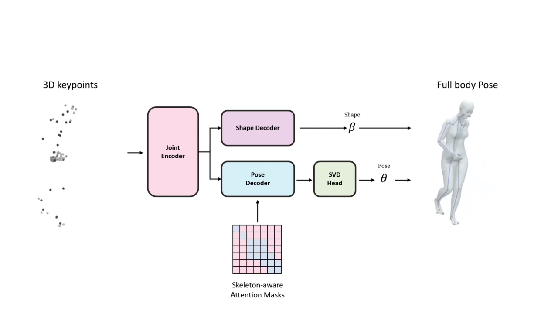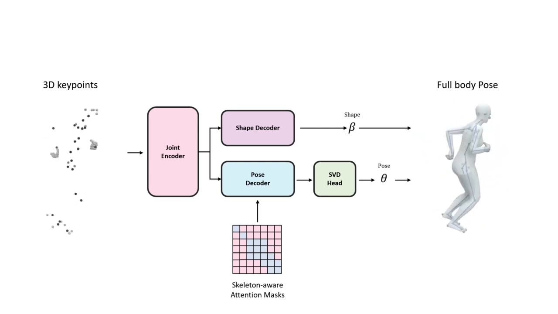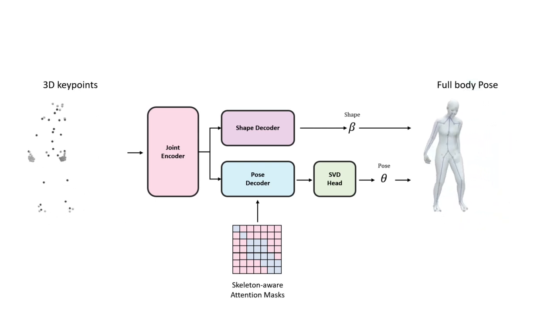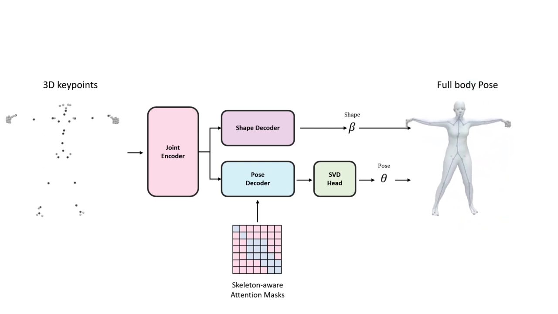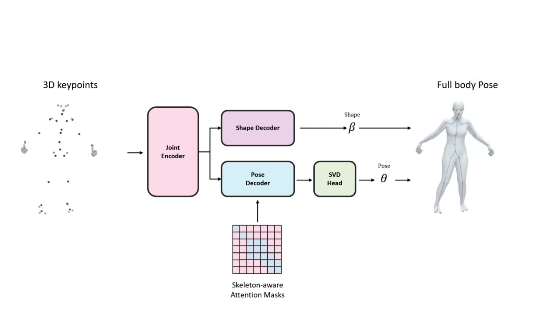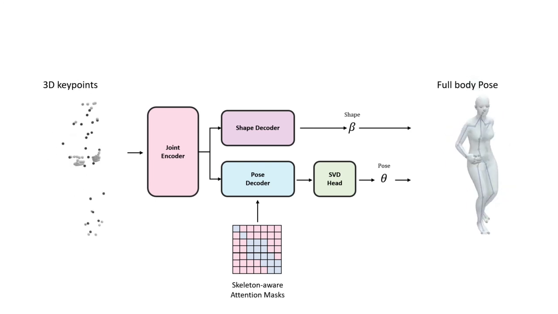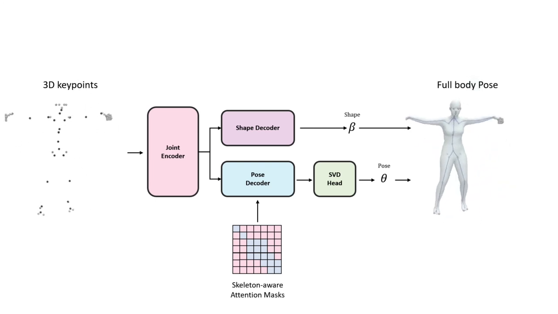Here, we demonstrate an overview of our skeletal transformer with two novel modules. First, we use SVD symmetric orthogonalization instead of the commonly used 6-degree of freedom representations to obtain rotation matrices. Second, we use skeleton-aware attention masks on the pose decoder to restrict the attention between only neighboring joints.